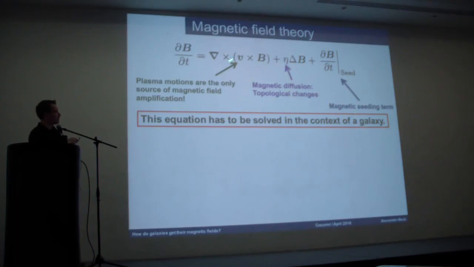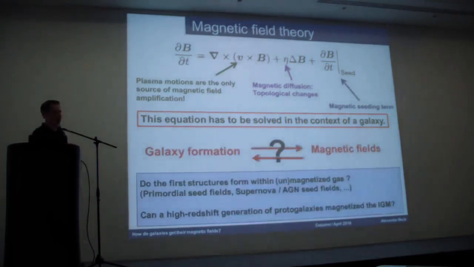And for simulations, you need to use this equation and solve it in the context of the galaxy, which leads to two questions. You have the process of galaxy formation here, and you have the magnetic fields there, so you can ask two questions. First of all, how does galaxy formation affect the magnetic field growth in the galaxy? And the second one is, what might the magnetic fields do to the formation of the galaxy? The second question, I have no idea. The first question I will address in this talk.